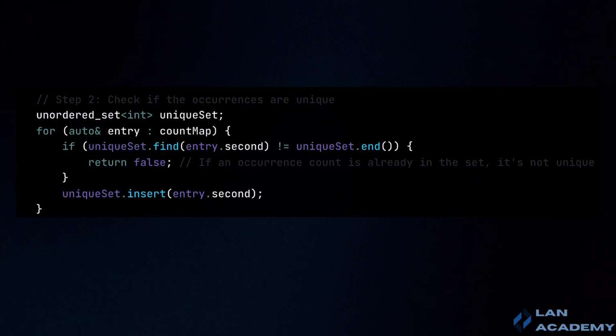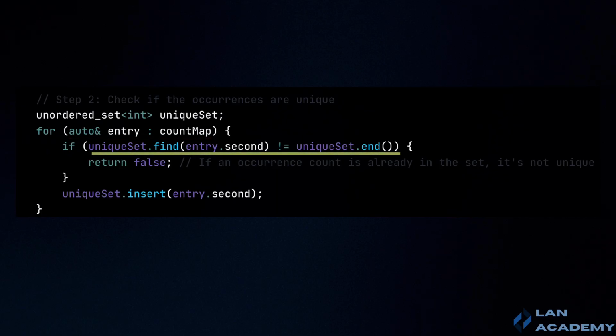The search operation I need in unordered set has O of 1 time complexity, which makes the verification fast. Compared to other data structures, for example a matrix or a list, unordered set provides a more efficient verification for the presence of a value in the set being searched. Using the for loop, I go through all the key value pairs in count map. Since count map is an unordered map that stores each element in the array and its occurrence count, I'll use auto entry, which is a reference to each key value pair in count map.